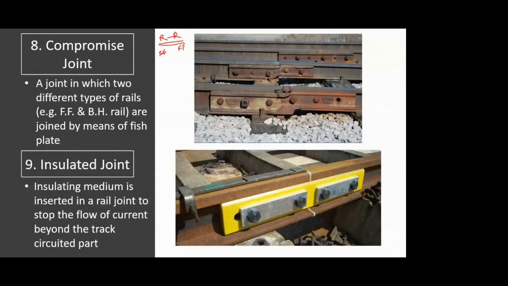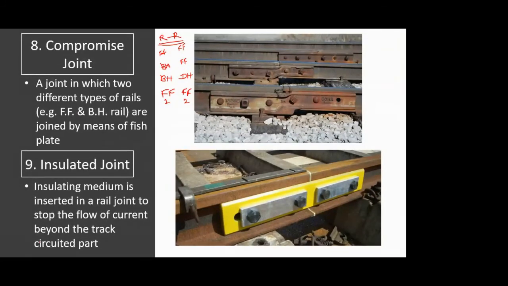But suppose you have a different type, that is, you have a bull headed rail here and it is to be joined to a flat footed rail, or a bull headed rail has to be joined to a double headed rail, or in flat footed itself you have one type of flat footed rail and you have to join it to a second type of flat footed rail. There are types within flat footed also, mainly based on the density of the rail. If you have two different rails, then we join them by the compromise joint, and that compromise joint is nothing but again a fish plate.